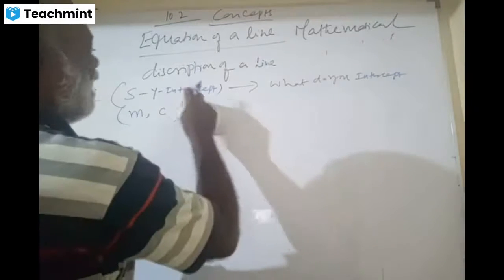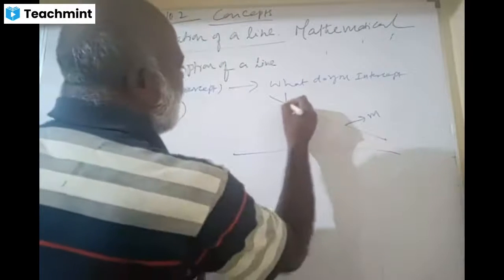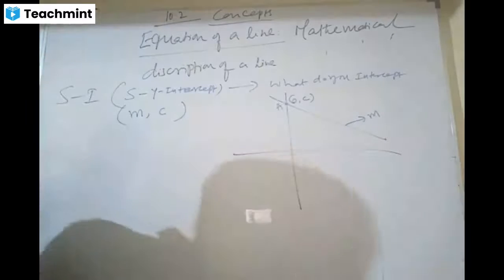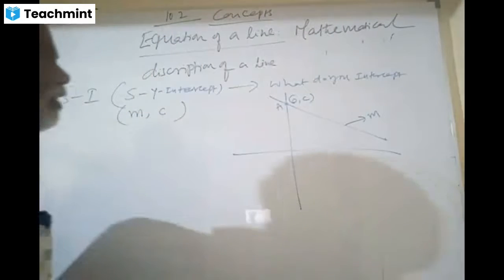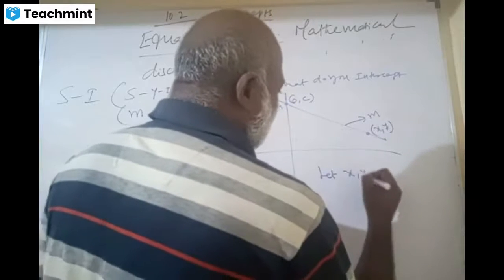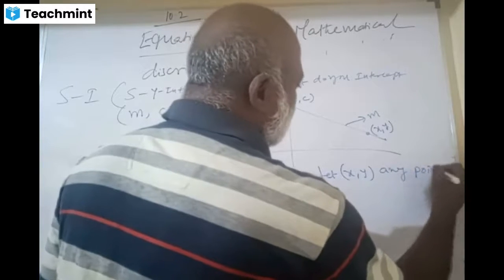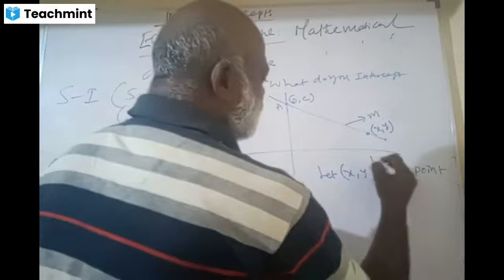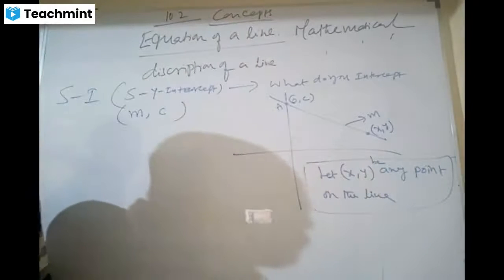So let us write the equation of the line. Let us say slope is given and y-intercept is given. The line has slope m and y-intercept c. That is the point 0, c, say point A. Friends, if you want to write the equation of a line, you should take a general point x, y. Let x, y be any point on the line, whichever you want. You don't know which point it is, okay? Let x, y be any point on the line.